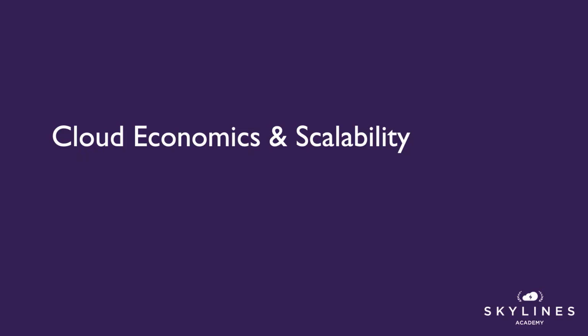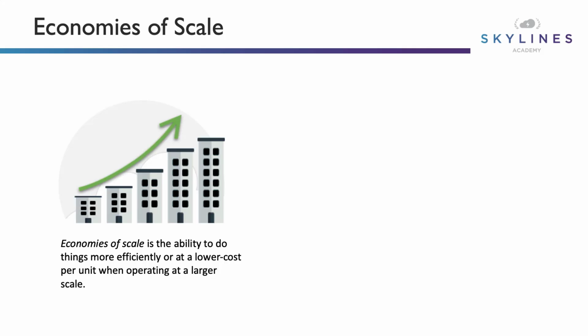In this lecture, we're now going to take a look at cloud economics and scalability, also just some fundamental terms you need to know about cloud computing as we get further along and then get deeper into GCP itself. So to begin with, economies of scale is the ability to do things more efficiently or at a lower cost per unit when operating at a larger scale. So think about the cloud benefits this provides.